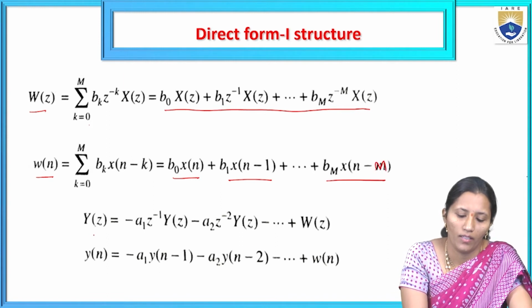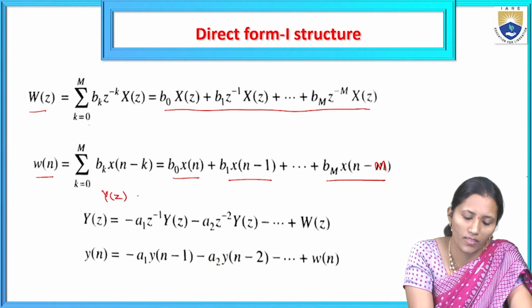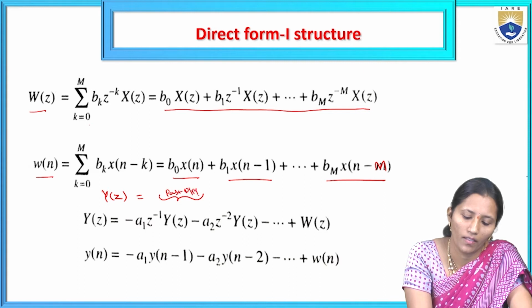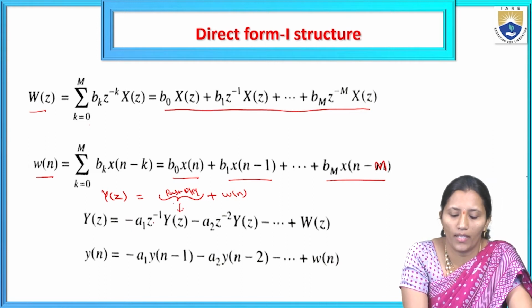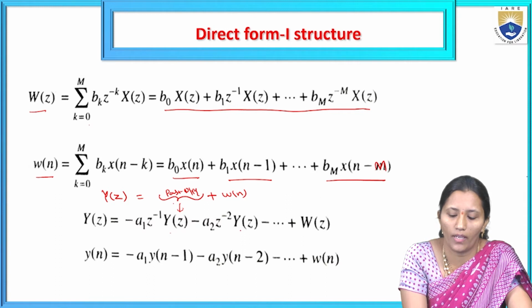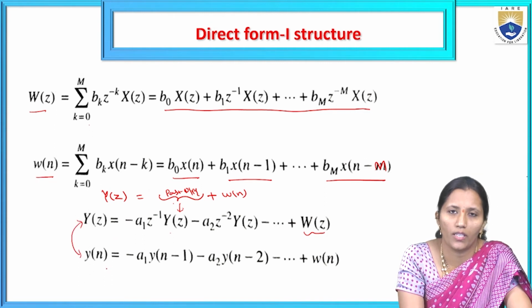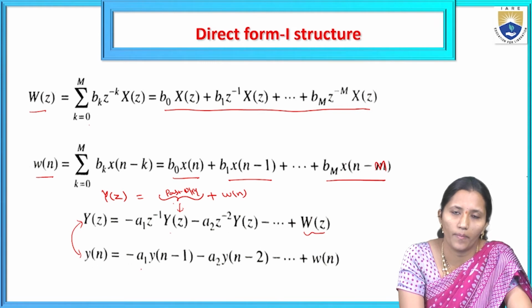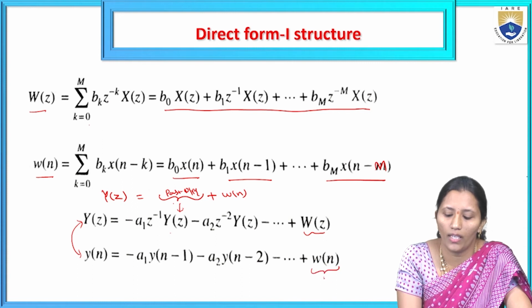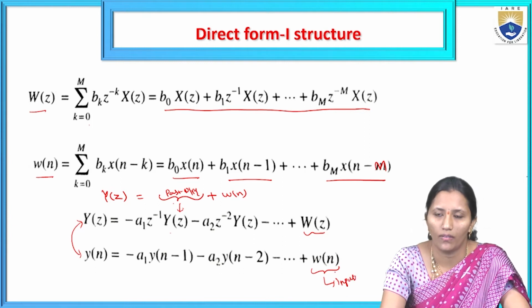Then Y of z will become the past outputs plus W of z. The past outputs are minus a1 z power minus 1 Y of z, minus a2 z power minus 2 Y of z, and so on, plus W of z. The same difference equation in terms of y of n is minus a1 y of n minus 1 minus a2 y of n minus 2 plus W of n. So W of n will be the input terms, present and past inputs.